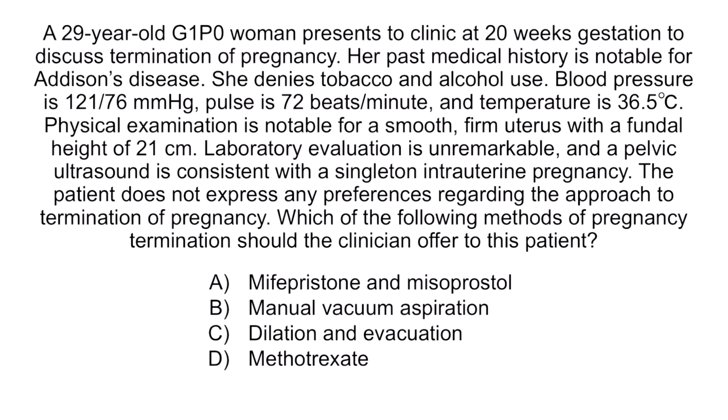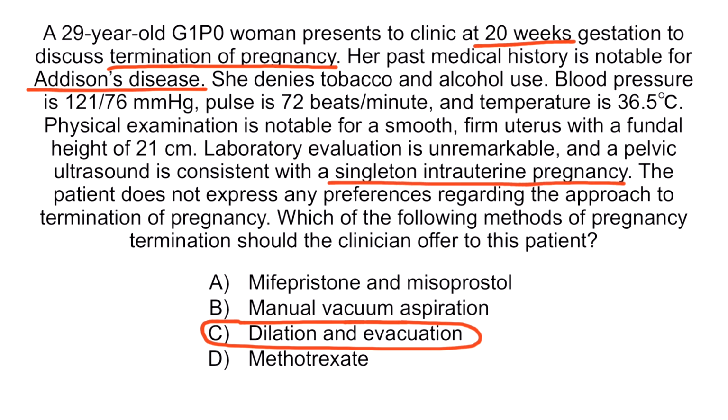A. Mifepristone and misoprostol. B. Manual vacuum aspiration. C. Dilation and evacuation. Or D. Methotrexate. Okay, the correct answer is C, dilation and evacuation. This is a case of a woman presenting to discuss options for termination of pregnancy, which is obvious. But the important thing you need to recognize here is the gestational age. This is 20 weeks, which puts her in the second trimester. And what other thing from her past medical history is super important that can guide treatment? It's the history of Addison's disease. And then as far as the pregnancy itself, we've got a single fetus and the patient doesn't have a preference.